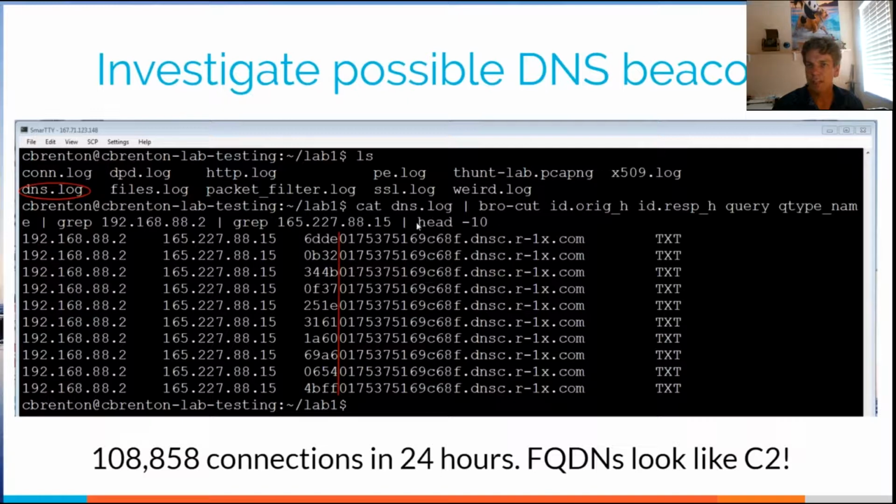But look what we got here. So it's querying, that's an odd fully qualified domain name, isn't it? It certainly does not look like something a human would assign. In other words, it's not www or mail or something. We usually use descriptive names when we name our hosts, and this is not descriptive. This is in fact a C2 channel.